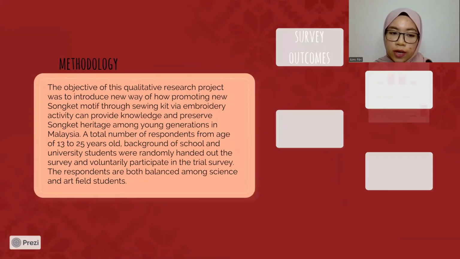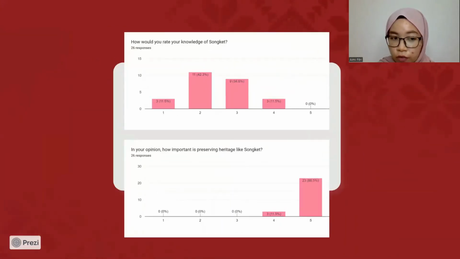Respondents were also asked to rate their knowledge of Songket, and the average vote was 2 and 3 out of 5. When asked their opinion on how important it is to preserve heritage like Songket, the majority of respondents voted 5 out of 5, which means they realize the importance of preserving heritage art. It is just that they have a shortcoming in gaining knowledge of it.